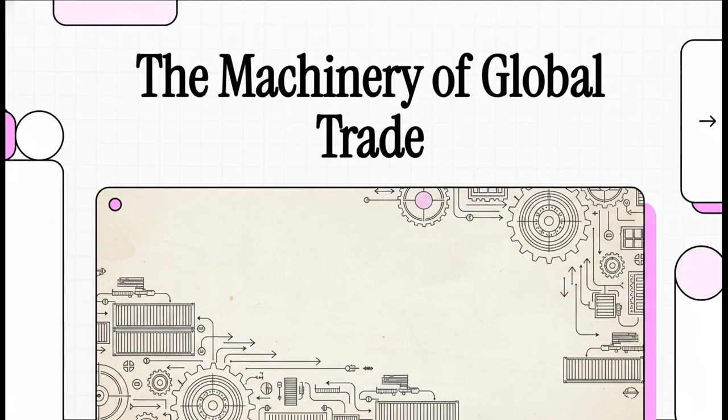Today, we're stepping behind the gilded frames of the global economy to really examine the architecture of trade itself. Now, this isn't about the headlines you read every day. It's about the hidden machinery, the intricate designs that move goods, ideas, and capital all across the world. So pay close attention.